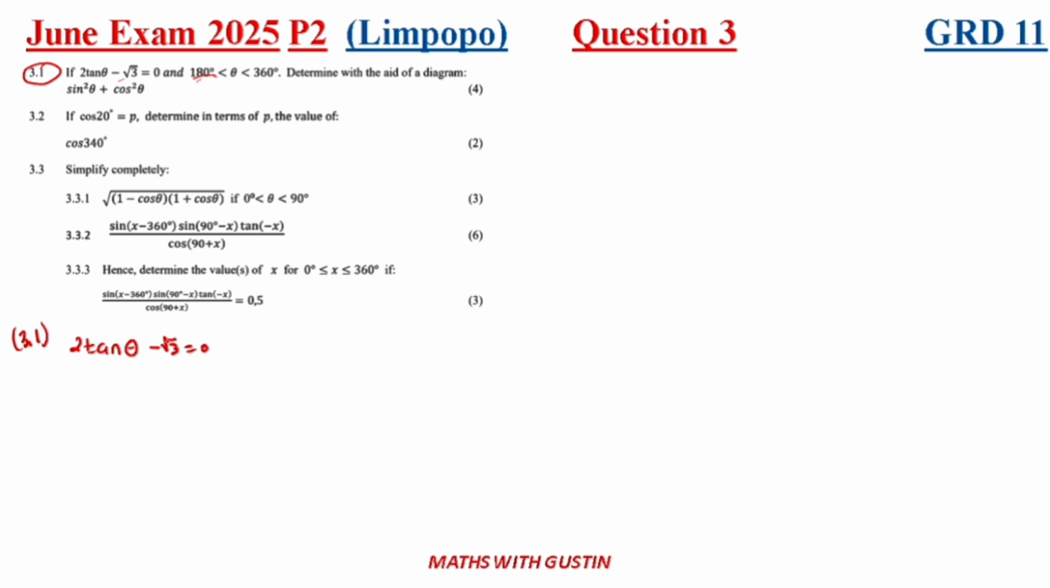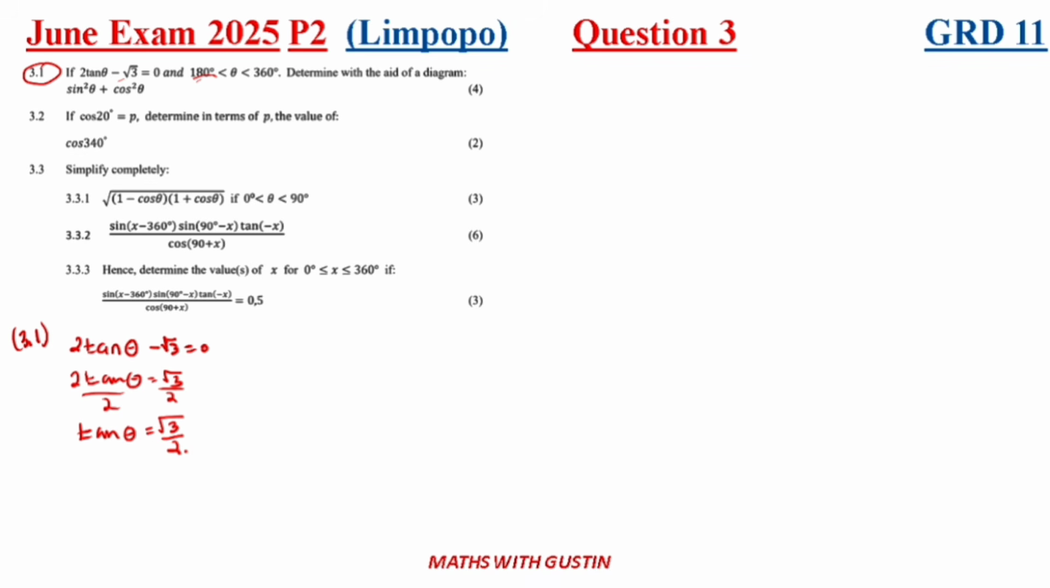So you need to solve everything and leave tan theta on the left hand side. So we're going to take the negative square root of 3 to that side. So we're going to have tan theta, and you're going to have square root of 3 here. Then we're going to divide both sides by 2. So we're going to have tan theta is equal to square root of 3 divided by 2.